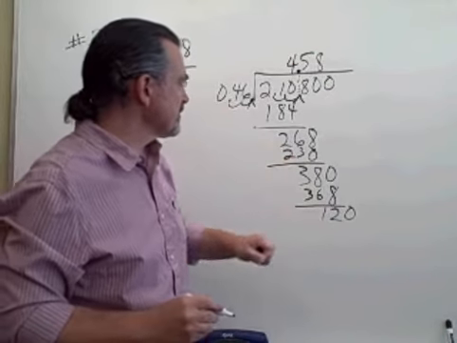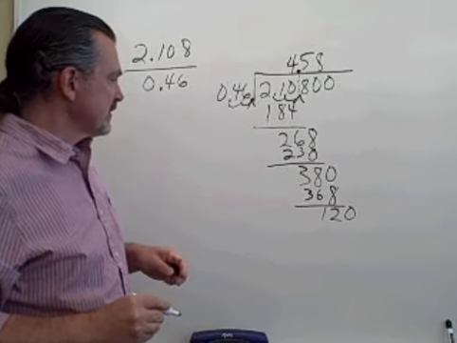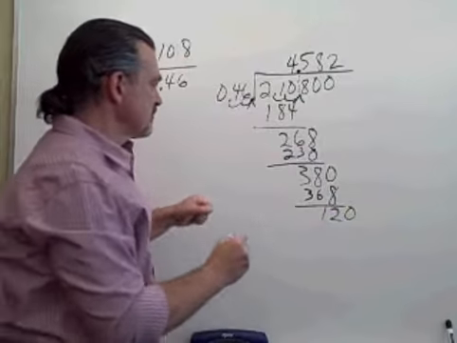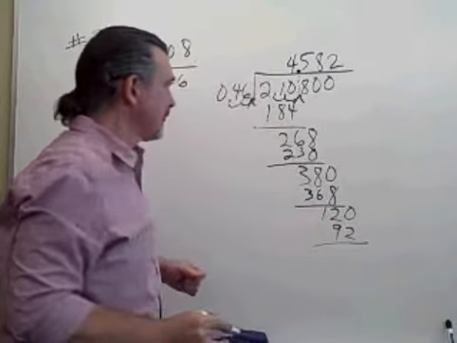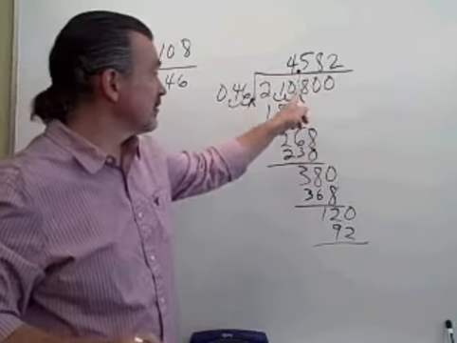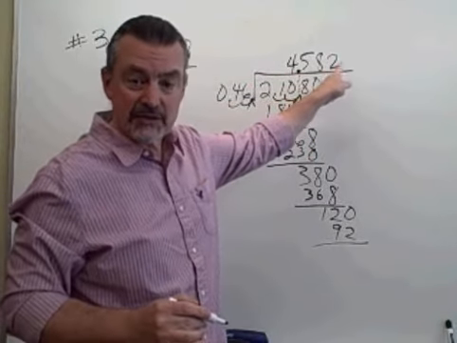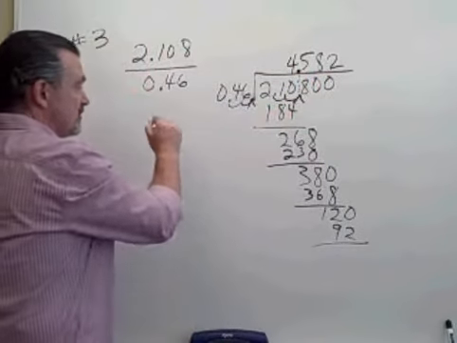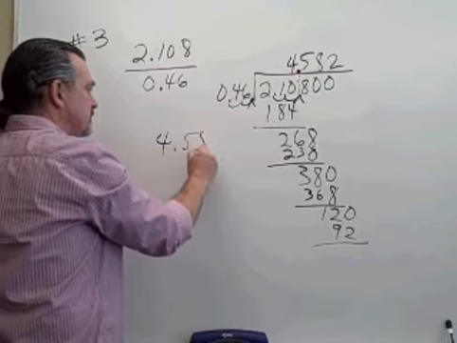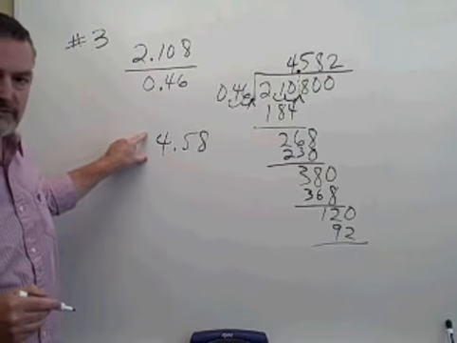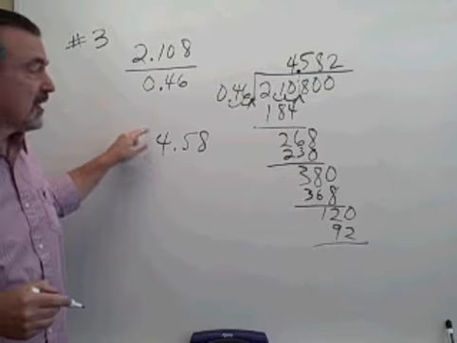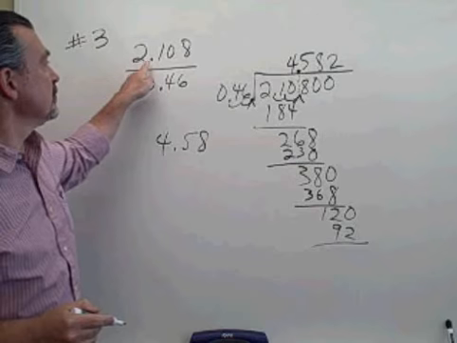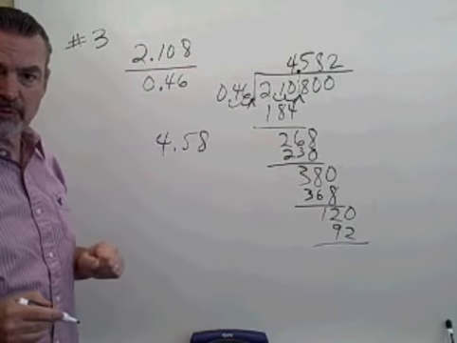So how many times will 46 go into 120? Well, it won't quite go in there 3 times. It would only go in 2 times. 2 times 46 is 92. And so rounding to the nearest hundredth, I look here in the thousandths place, that's a 2. So I drop that 2 and do not change the 8 to a 9. So as a decimal, this fraction is equivalent to 4 and 58 hundredths. And the way I found that was by simply treating that as a division, 2.108 divided by 0.46.